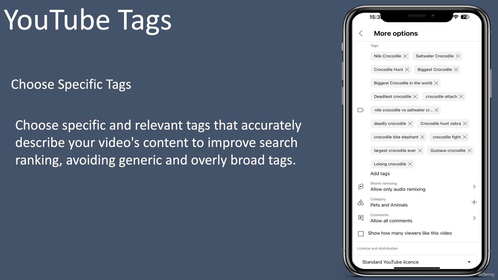Next is choose specific tags. Once you've identified relevant keywords, choose specific tags that accurately describe your video's content. These tags should be specific and relevant to the video's topic. Avoid using generic tags that are too broad or vague. This will not help your video rank highly at all.